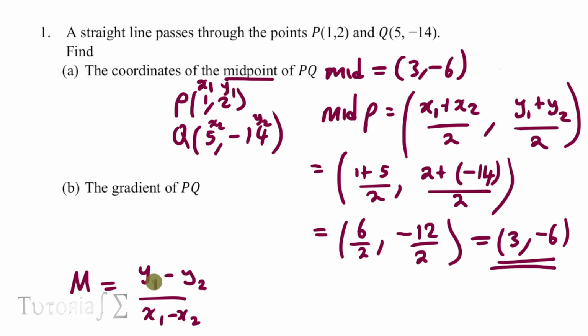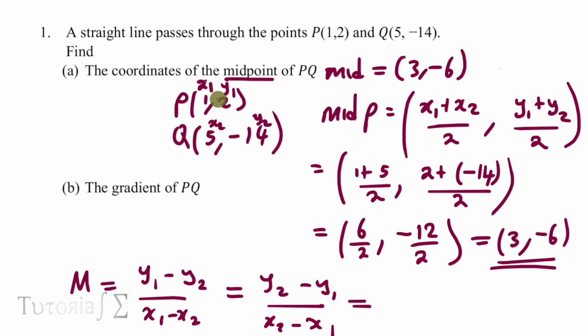There is no difference when you write this formula as y2 minus y1 over x2 minus x1. The idea is if it is 1 here, down here it should also be 1. If it is 2 here, down here it should also be 2. If you start with 2 here, you also need to start with 2 there. If you start with 1, you also start with 1. That's the general idea. So we can use either of the formulas, and we're going to use y2 minus y1 over x2 minus x1.